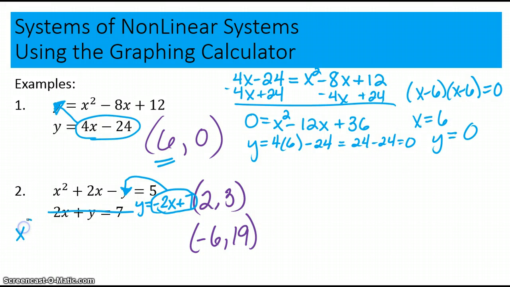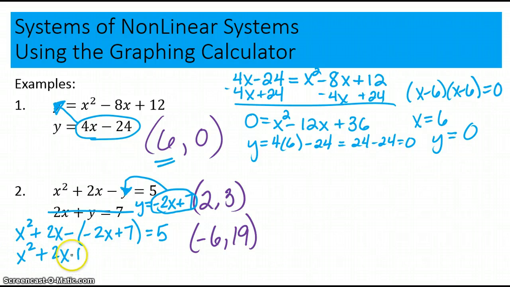So we have x squared plus 2x minus my new y, which is negative 2x plus 7, equals 5. I'm going to distribute that negative, so we have x squared plus 2x minus 7 equals 5. I'm going to combine like terms.